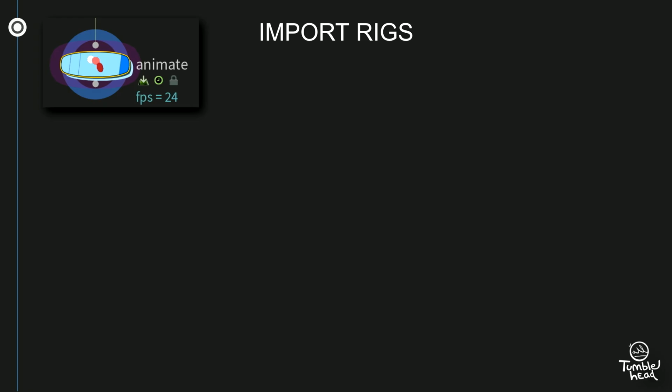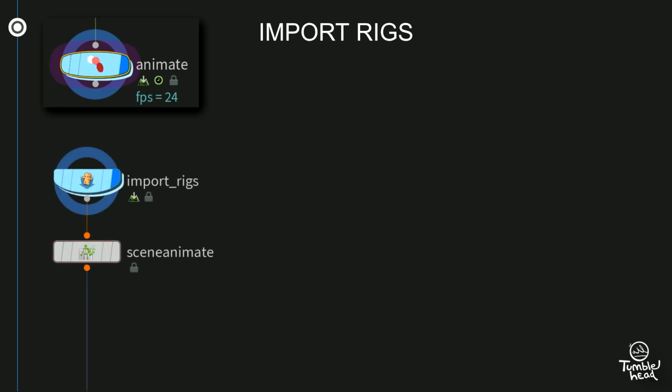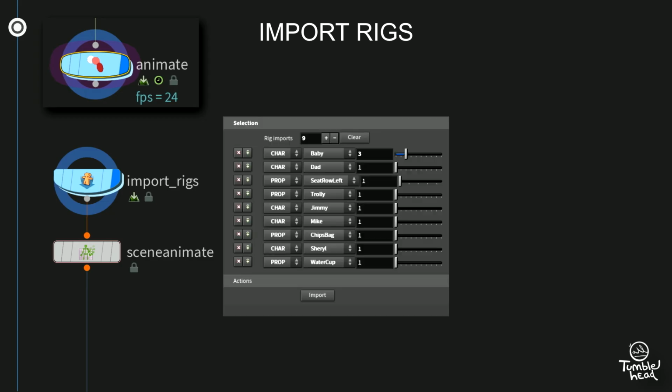Here we have this animate node. Once we dive into that, you'll see that it already has an import rigs node, which has already loaded all the rigs that we need for our scene. That is again the metadata I talked about earlier. So it already knows what assets are in your shot.